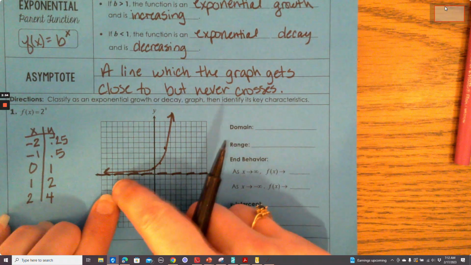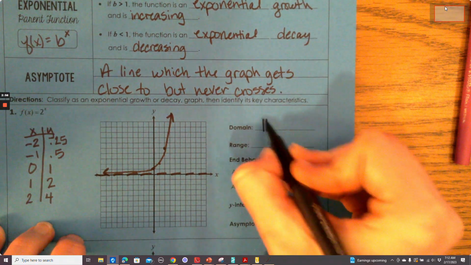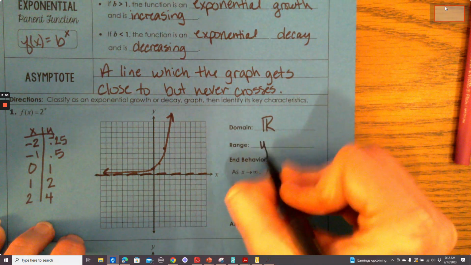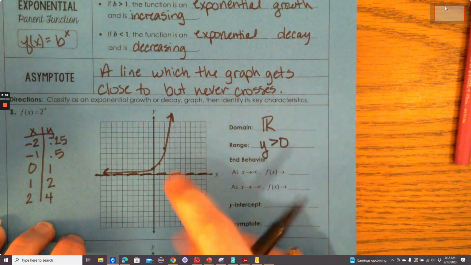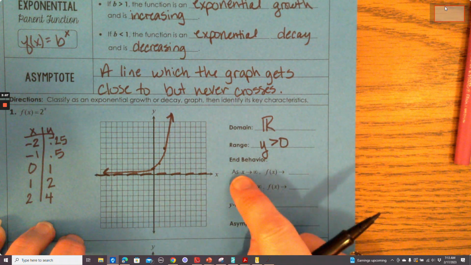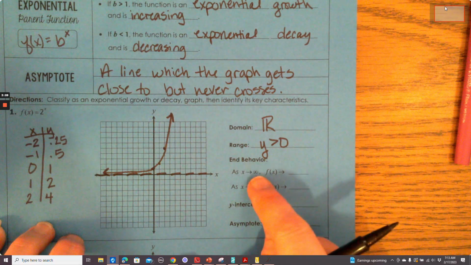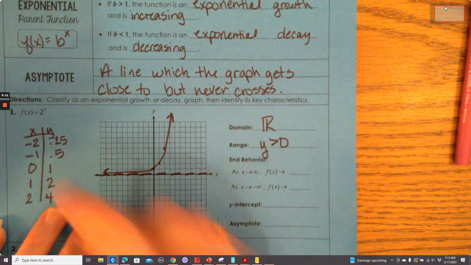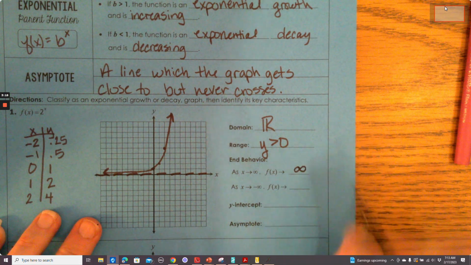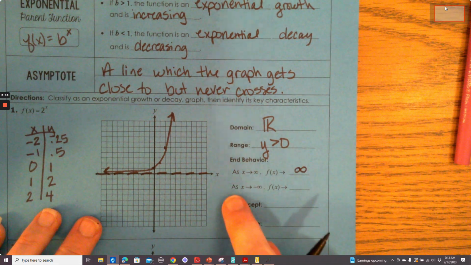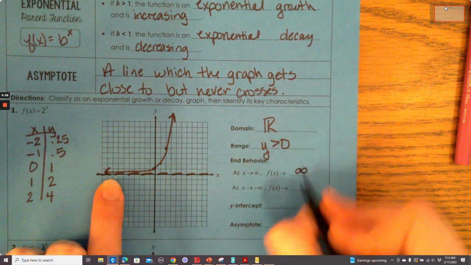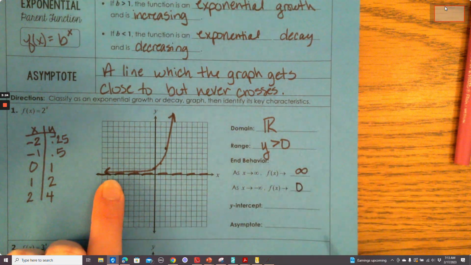So the domain, the value of x's, is all real numbers. You can use any value of x. The range, y has just got to be greater than 0, so you're never going to have any negative y's here. The end behavior, so as x approaches infinity, f of x, which is the y value, is going to approach infinity. And then as x approaches negative infinity, f of x, the y value, is going to approach 0.